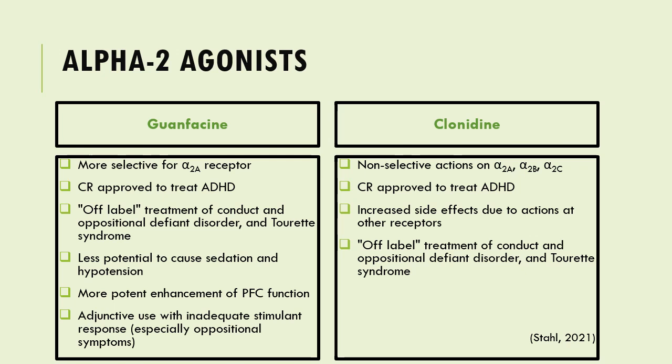Because guanfacine is selective for alpha-2A receptors, you will have less of the sedative effects seen with clonidine, which has increased side effects due to the non-selective action on the alpha-2A, B, and C receptors. You would be more likely to see things such as sedation, headache, hypotension, syncope, or even bradycardia with clonidine. Guanfacine is also used as an adjunctive medication to stimulants in patients with oppositional symptoms.